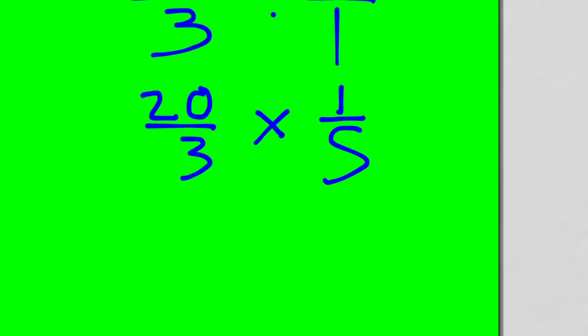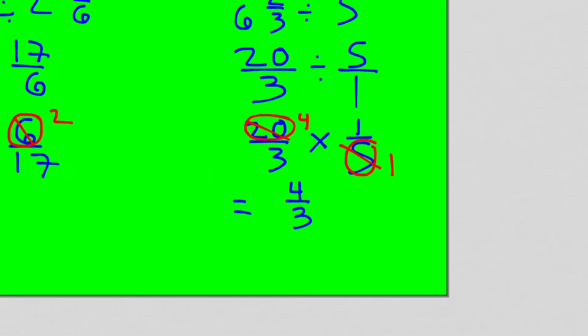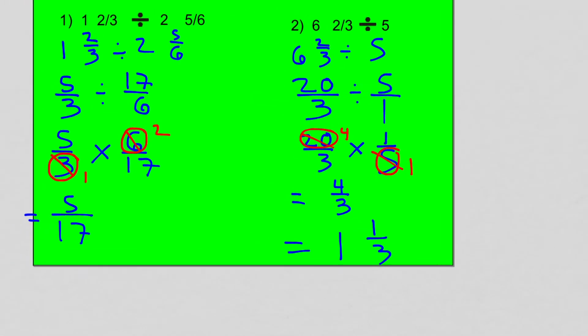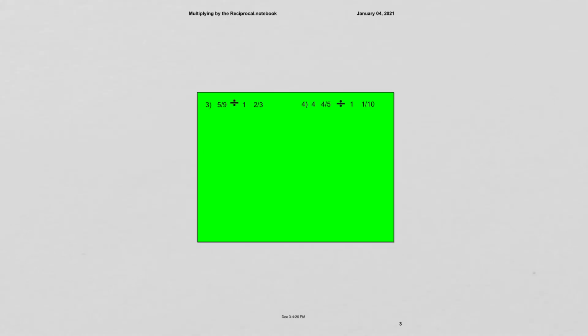Now that we have a multiplication question, we can simplify. I see the 5 and the 20 can both be divided by 5. 5 divided by 5, 1. 20 divided by 5, 4. When I work this out, I have 4 times 1 and 3 times 1. That's 4/3. And I'm usually going to write those as a mixed number. 3 goes into 4 one time, remainder 1/3. So it's a lot of the stuff we've already been doing, just combining it. Let's do 2 more questions.